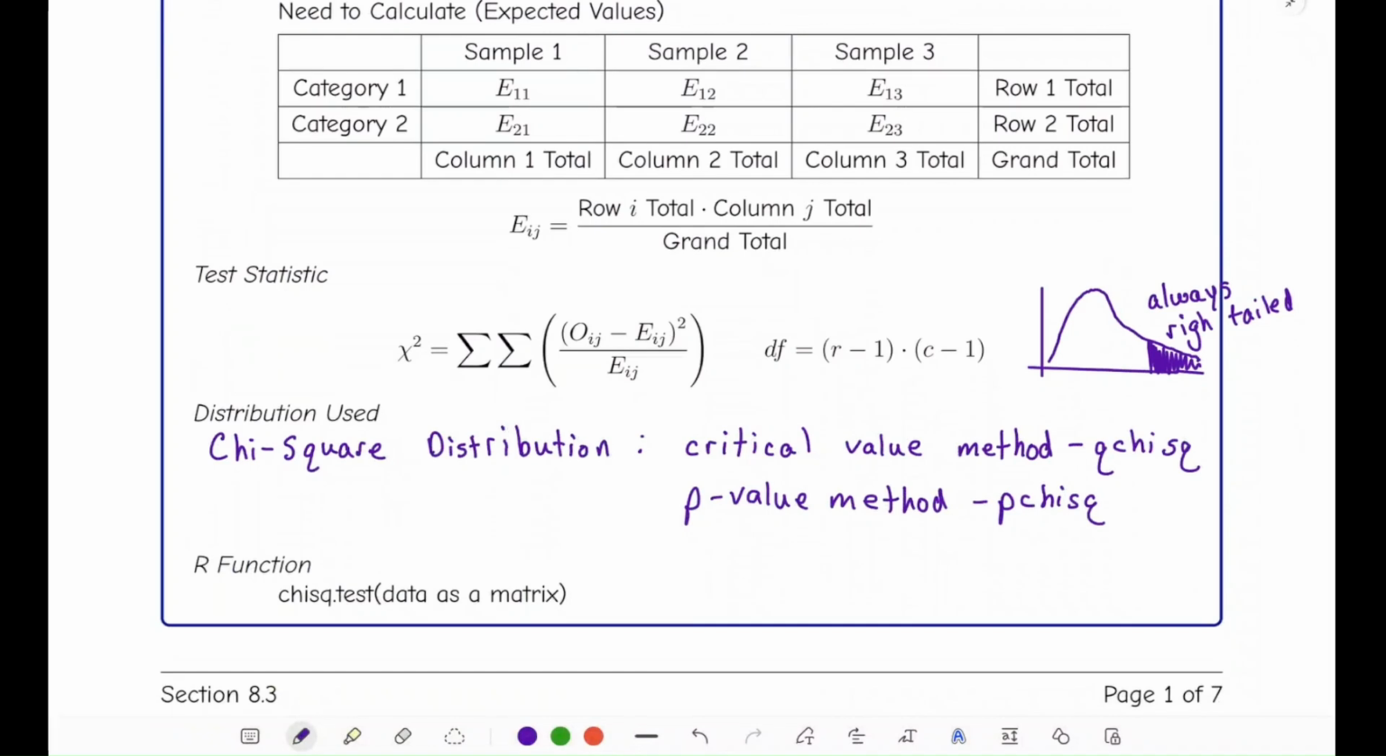But very similarly to ANOVA, we can almost always use the R functions for these problems. And it's the chisq.test. And the only input there is you have to input the data, but it has to be a matrix. So when we do the first example, I'll show you how to type in a matrix in R.